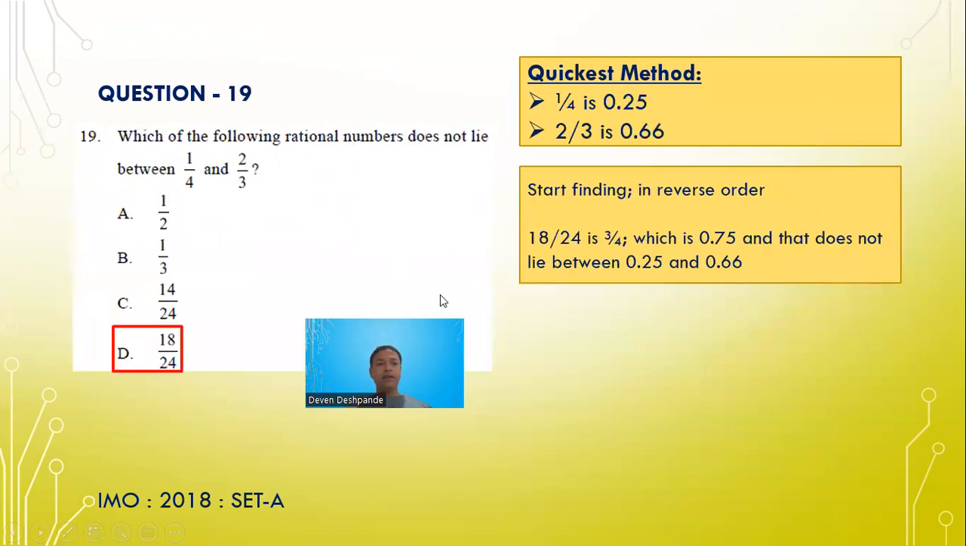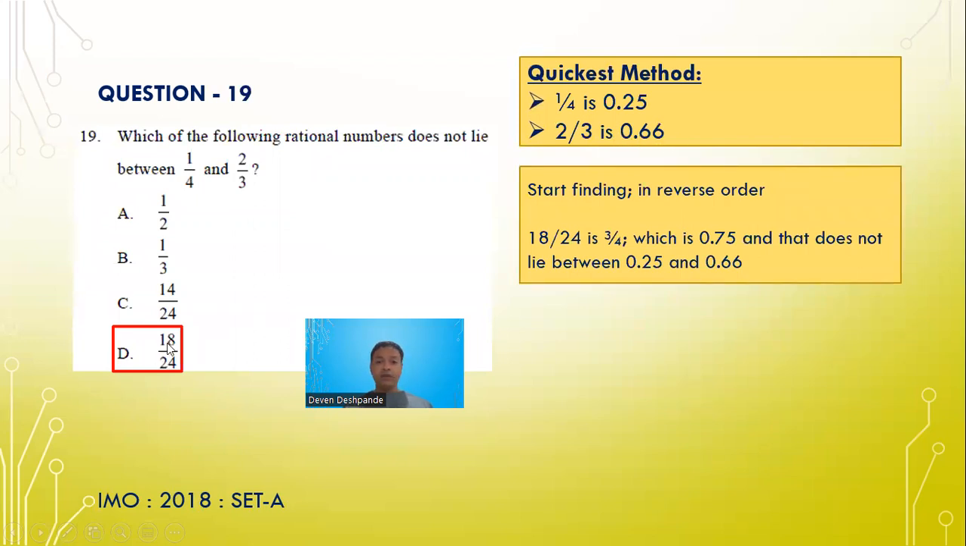Okay, which of the following rational numbers does not lie between 1 upon 4 and 2 upon 3? Okay, we again apply the rule: start solving from the reverse order. So what is 1 upon 4? First, 1 upon 4 is 0.25. What is 2 upon 3? 2 upon 3 is roughly 0.66.